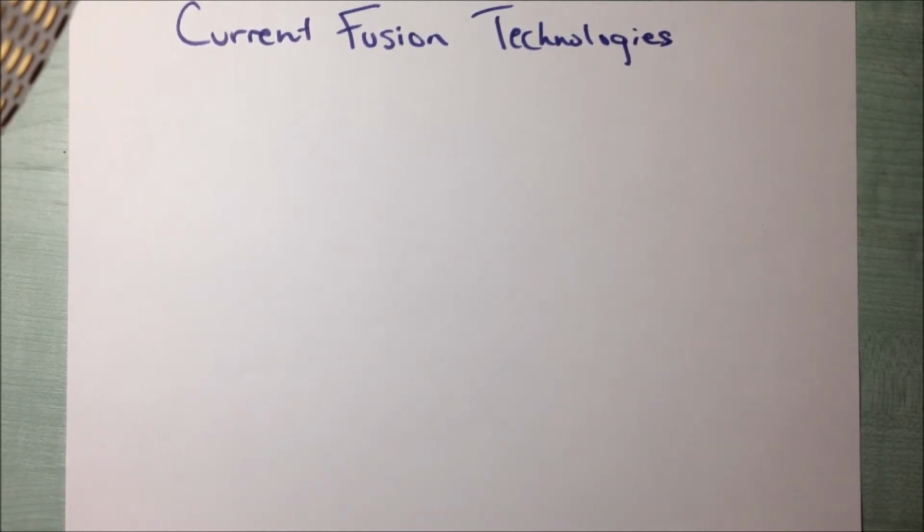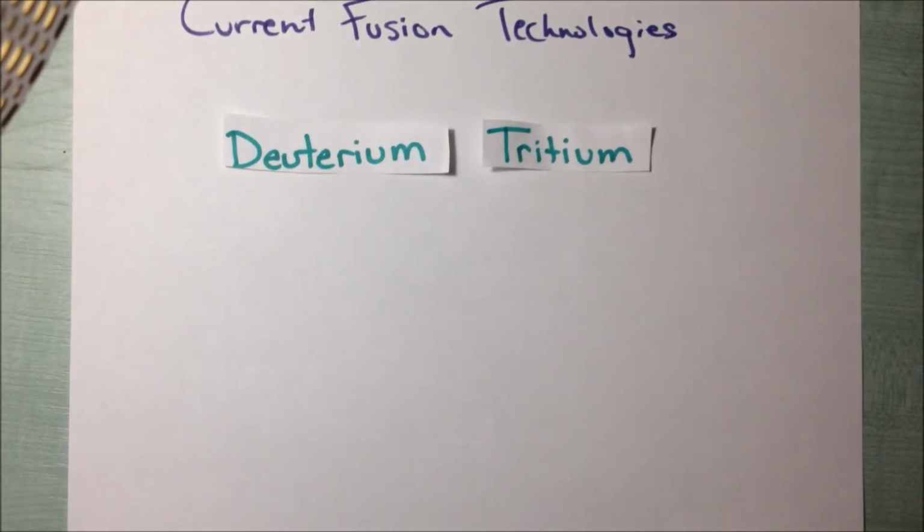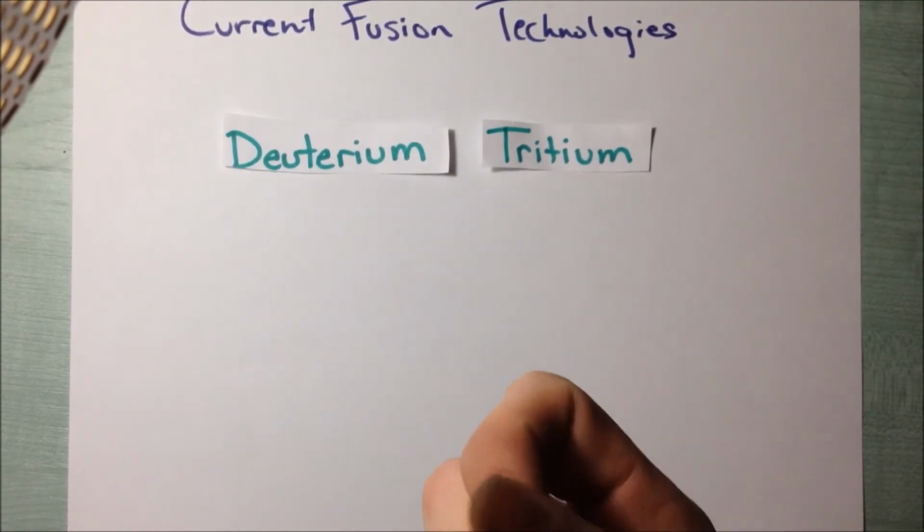Now they are developing a prototype that is using the same type of fusion reaction as in our sun. It's using two hydrogen ions, which are tritium and deuterium. So deuterium has one neutron and one proton, whilst tritium has two neutrons and one proton.